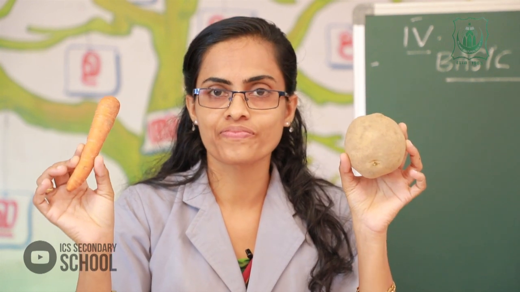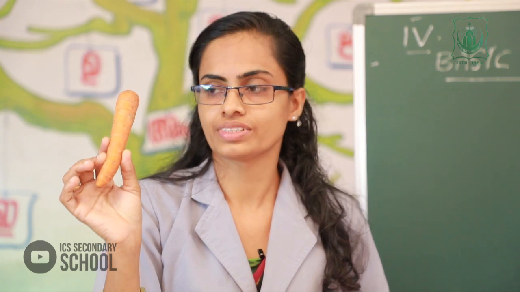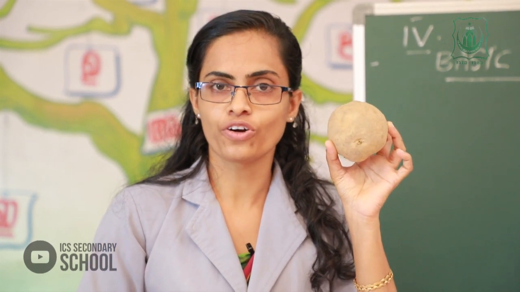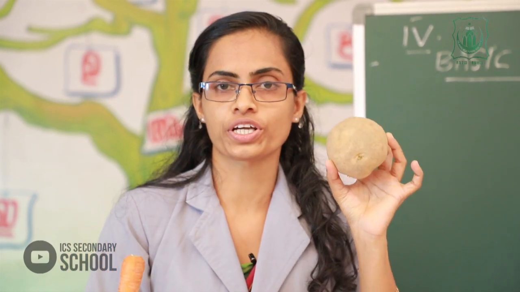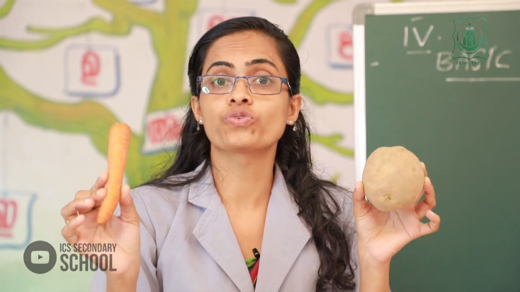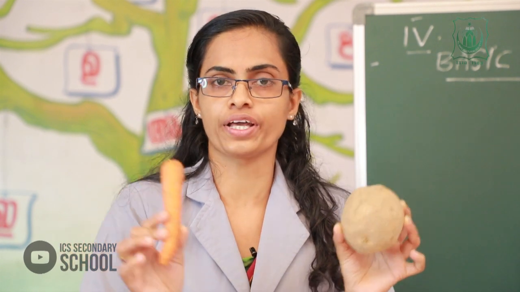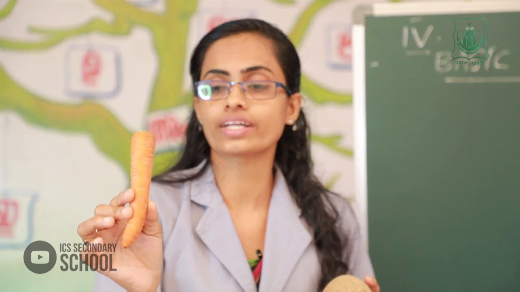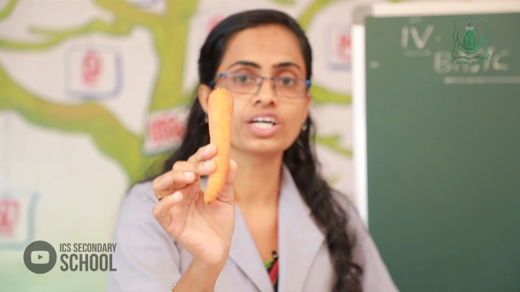What is this? Tell me, what is this? Yes, carrot. Carrot and potato. Okay. All of you clear? These are carrot and potato. Different parts of a plant store food in them. Now please listen. The carrot, the food is stored in its roots.